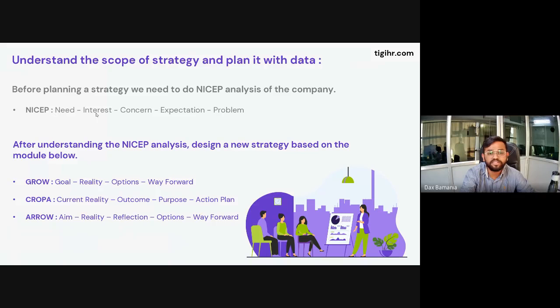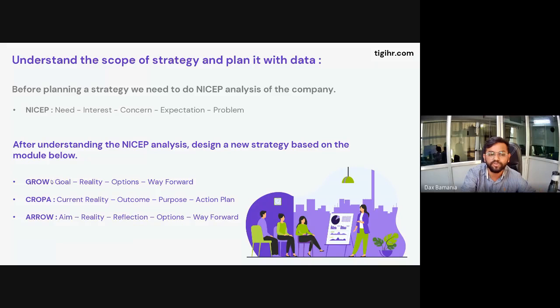That is need, interest, concern, expectation, and problem. So first we need to identify what is the need of the company. Second, what's the actual interest of that particular company, concern, expectation, and problem. So if we are identifying this, then only we can build the strategy based on these modules.